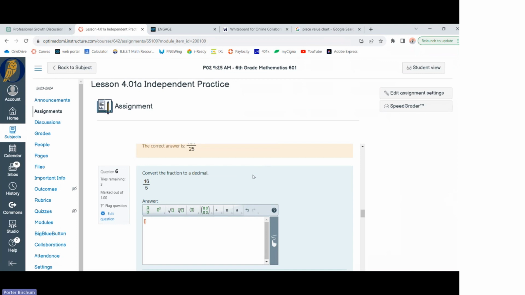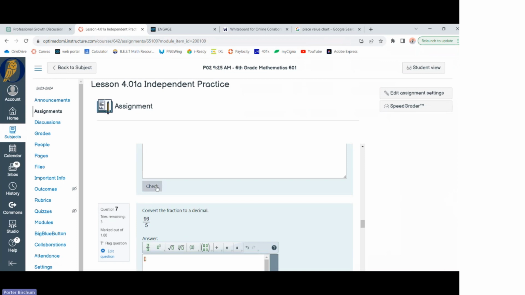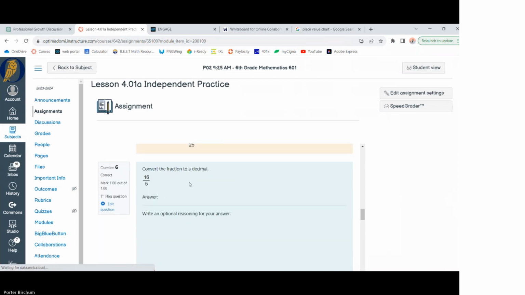Convert this fraction to a decimal. My conversion strategy that I'm going to use to turn fractions into decimals is do the top number divided by the bottom number, the numerator divided by the denominator. 16 is the top number. I'm going to divide that by the number 5. That gives me 3.2. Thank you, calculator. I'm going to check my answer, see if I got it right. Always remember to check your answer.